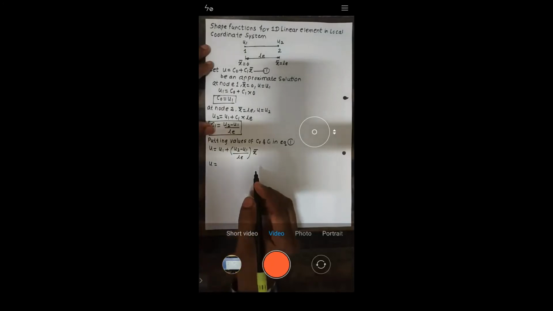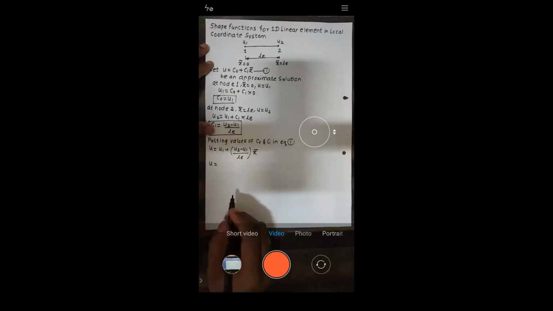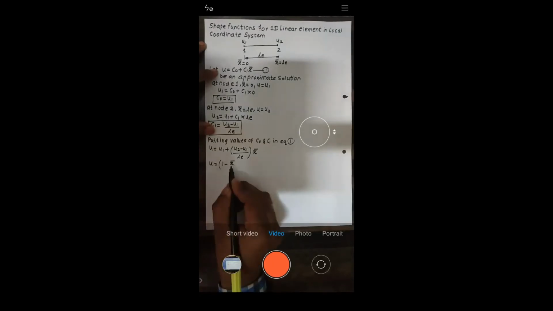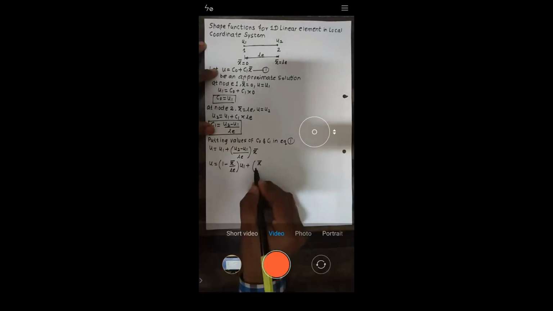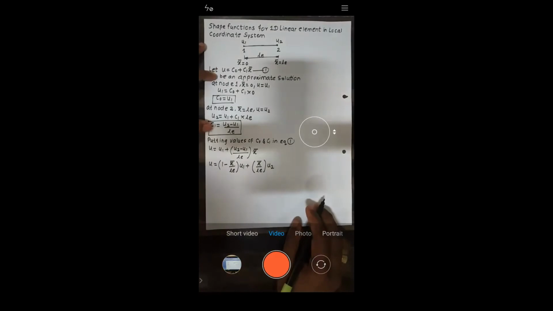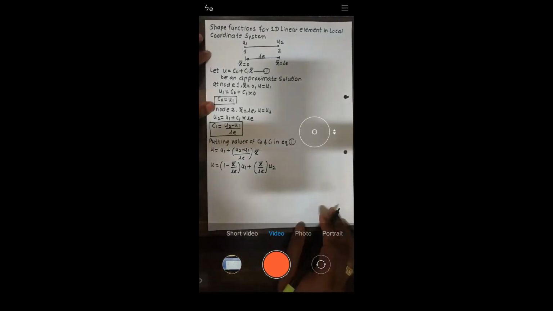Right? So can we club the terms having coefficient U1? So it is 1 minus x bar by LE times U1 plus x bar by LE times U2. Is it okay or not? Let me know.